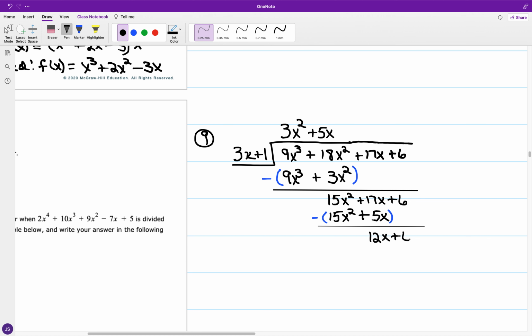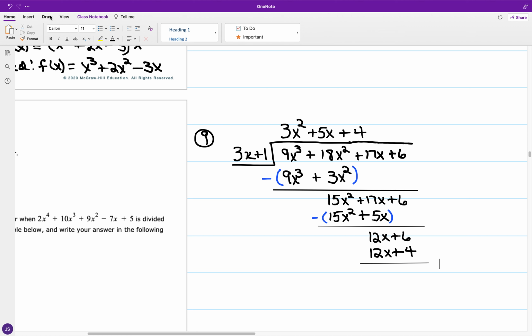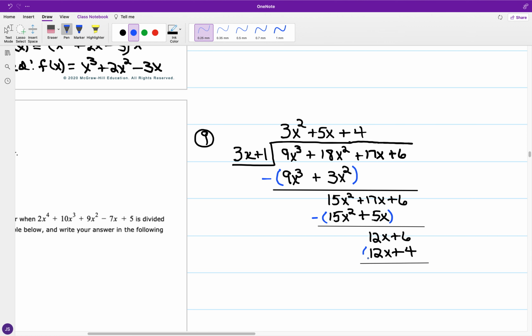We have plus 6. And then we have the attainment of one more term in the quotient. So I can take 3x directly into 12x, which will be 4 times. And distributing, we have 12x plus 4. Subtracting, 12x minus 12x goes out, and 6 minus 4 is going to be 2.